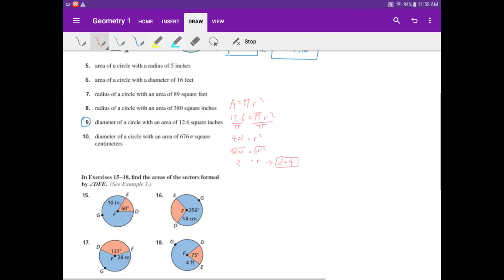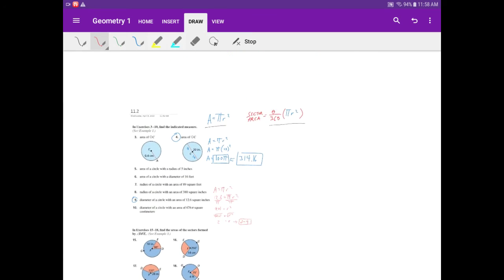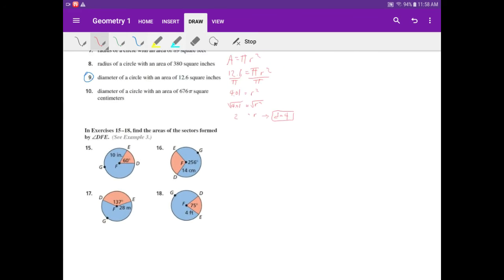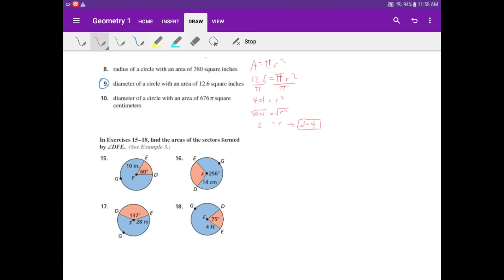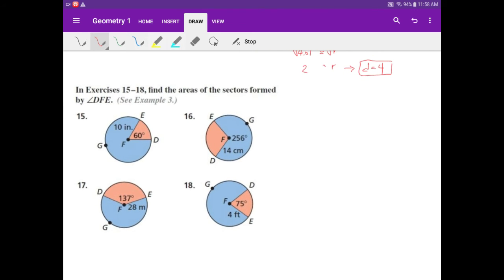Okay, so area of sector. It's just going to be this formula up here. This is the red and blue one. So I'm pretty sure they're all going to be the same. Yeah, I think so. Let's just hit number 18 then.